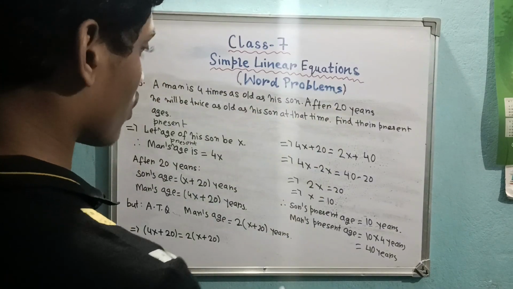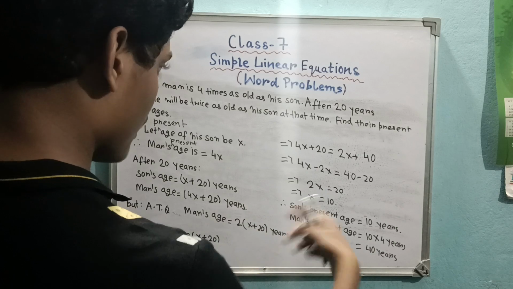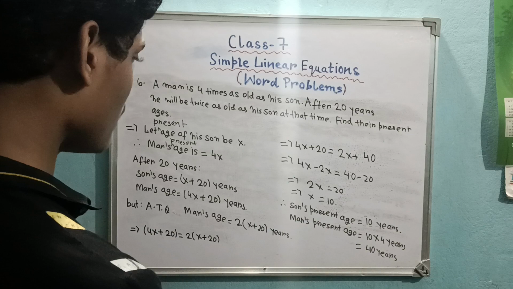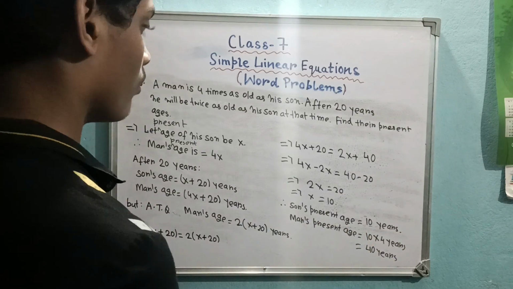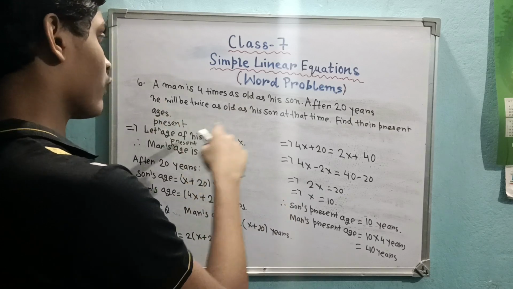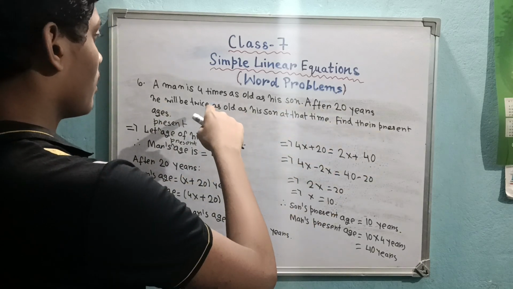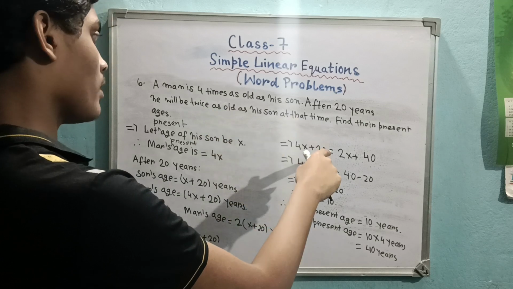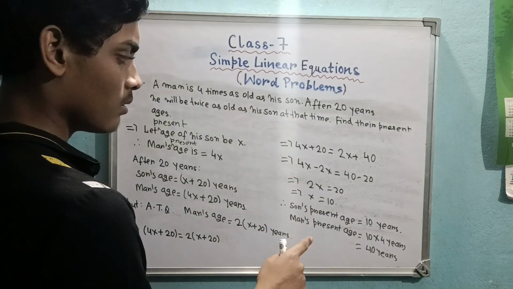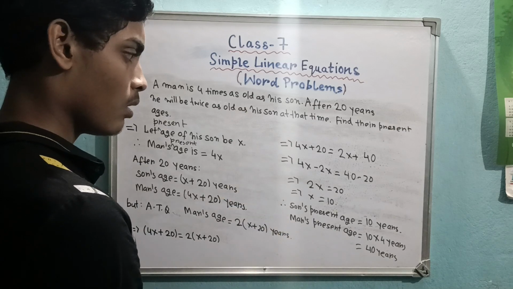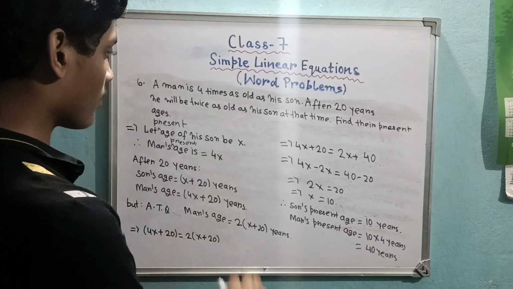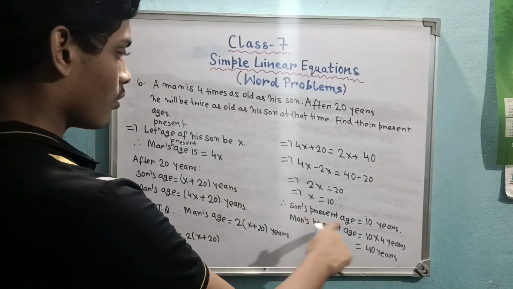After 20 years, the son's age will be 10 plus 20 is 30. And man's age will be 40 plus 20 is 60. Now, 30 into 2 is equal to 60, just as given in the question, after 20 years the man will be twice as old as his son. 60 equal to 30 into 2, or man's age equal to 2 into son's age. So, our answer is justified. This is the answer of this question.